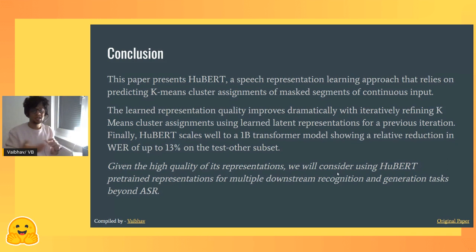They were also able to scale HuBERT quite a lot. They scaled HuBERT to a 1 billion parameter transformer model, as opposed to Wave2Vec2, which they were only able to scale up to 390 million parameters, if I'm not wrong. It just means that the potential for bigger models using HuBERT is much higher. And in the end, they found that the representations were of really high quality, and that's why HuBERT can be used for downstream tasks beyond just recognition, for generation tasks, for understanding tasks, and so on as well.